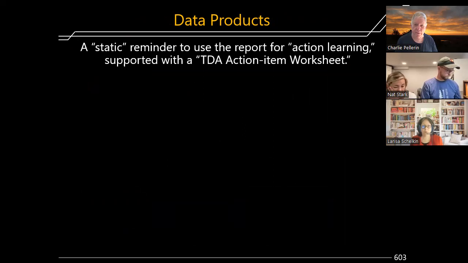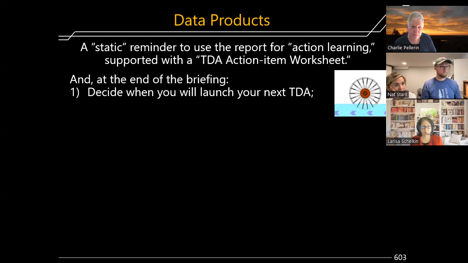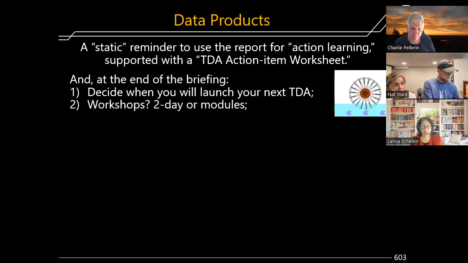And the report starts with a static reminder, something that's not related to them. It explains you should use the report for action learning. And I'll provide a worksheet, which I'll send you guys if you want to go with it. You don't need the worksheet, but it can be helpful to track along. And at the end of the briefing, it asks them to make some decisions. And so I'm alerting them to the fact this is a decision meeting. Decide when you're going to launch the next one. I recommend at least once a quarter.